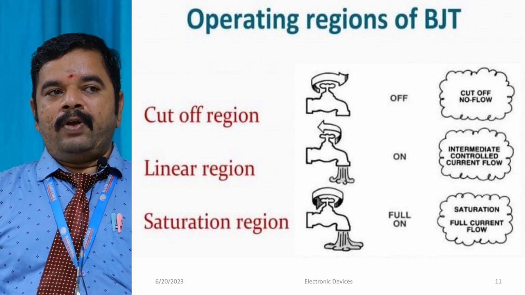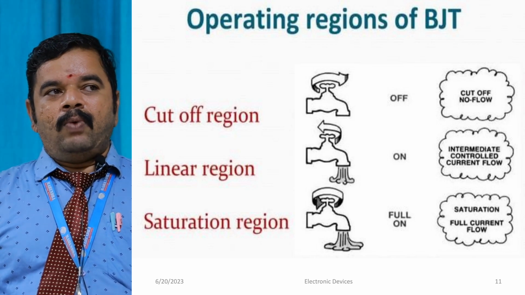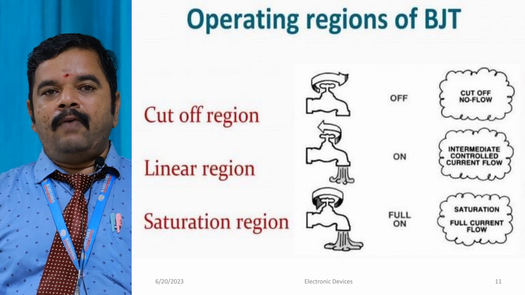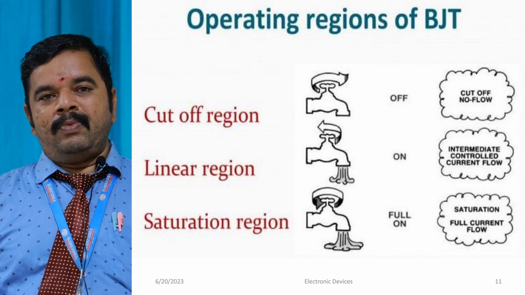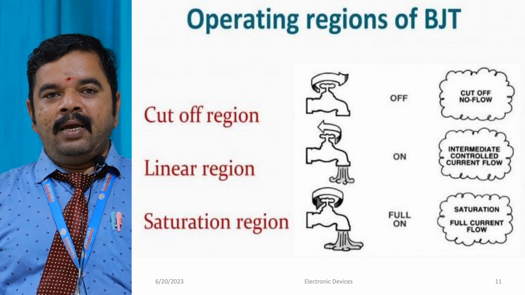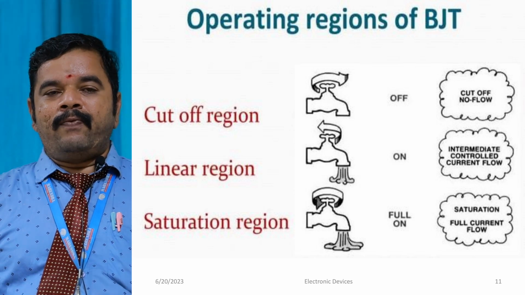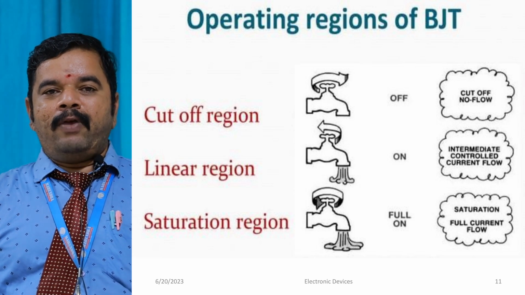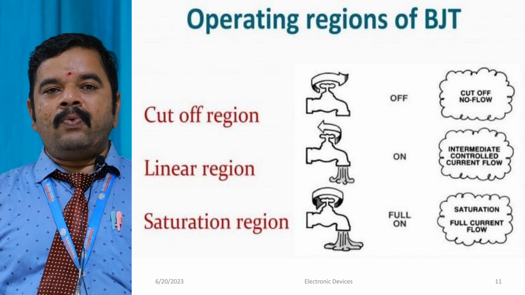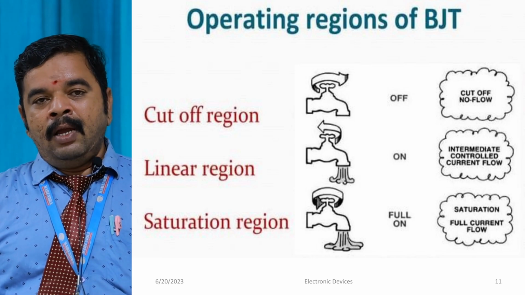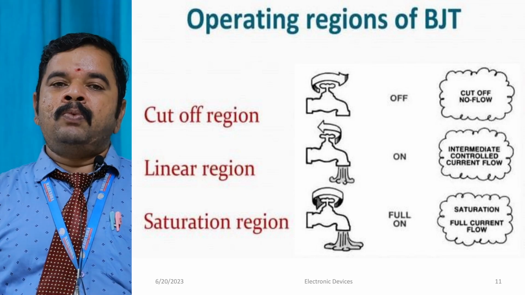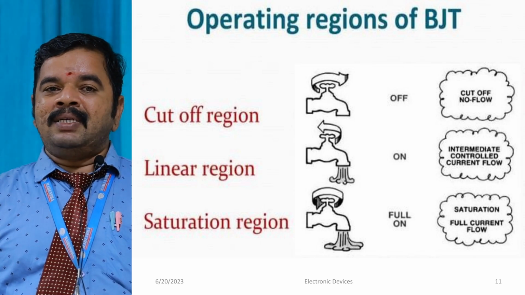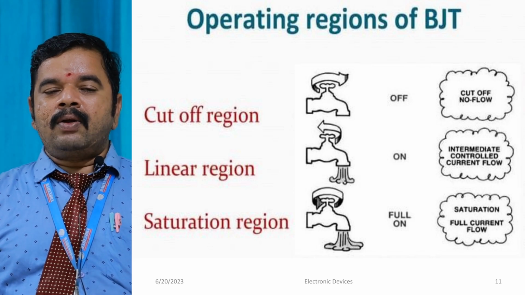Now, according to the tap analogy, cutoff means both are off, so no water comes from the outlet. Next is linear. In the linear region, the input is forward biased and the output is reverse biased, so a limited amount of water comes at the outlet. The third one is the saturation region. In saturation, both the emitter-base and collector-base junctions are forward biased, so more current comes at the outlet. That is what we conclude here.